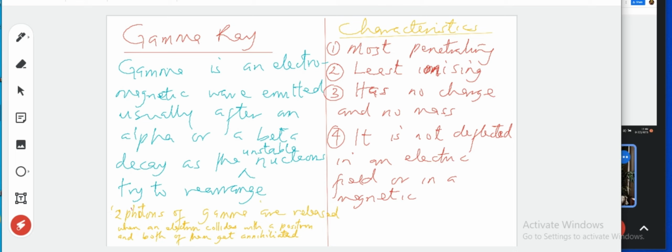It's highly penetrating, but you can reduce its intensity when you block it with thick concrete or thick lead. So where radioactive substances are stored, they are covered with a thick wall of lead or thick concrete, so that if gamma is coming out, its intensity will be reduced. Because when the body is exposed to too much radiation, it can cause cancer.